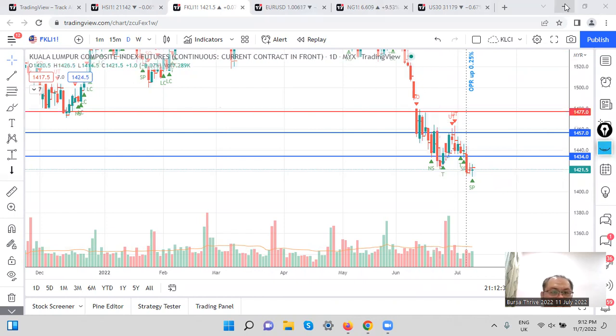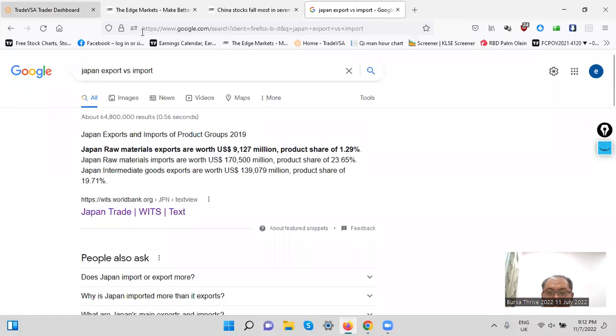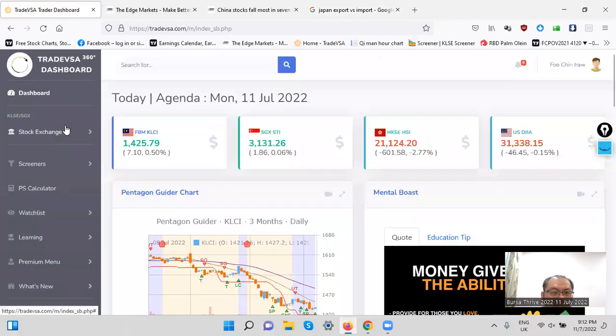So this is the chart. I will now go back to our trade VSA 360 chart.